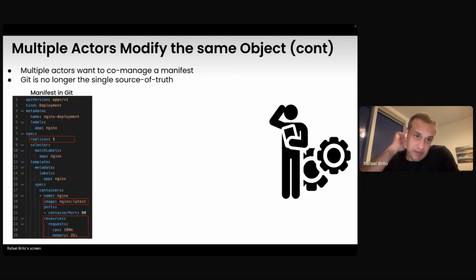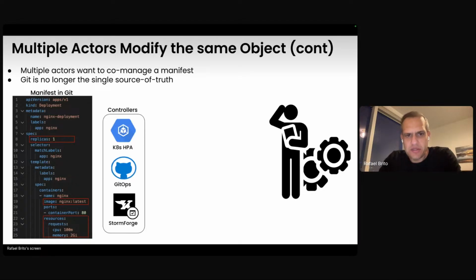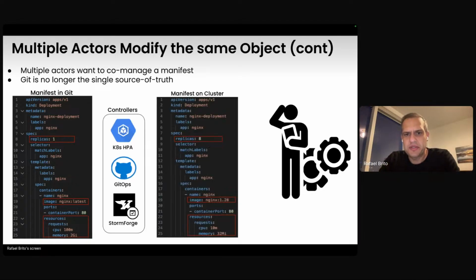And what we have today, because we have multiple actors, Git is perhaps no longer the single source of truth. For example, the replicas might not be one anymore. Same thing with requests, because you have different controllers. So if you go to the cluster and you do a kubectl get, you might see replicas 8. You might see different settings for CPU and limits.